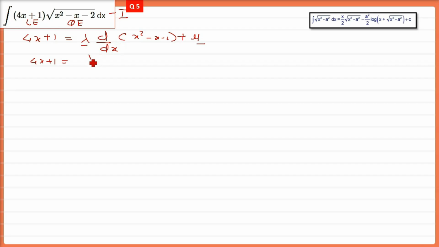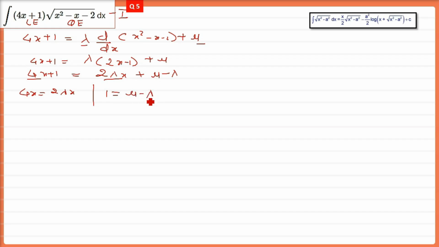Now let's do the differentiation. D by dx, or differentiation of x square minus x minus 2, is 2x minus 1. Now let's multiply this inside and try to equate the similar terms. That is, 4x plus 1 is equal to 2 lambda x plus mu minus lambda. So this 4x will be equal to 2 lambda x, and this mu minus lambda will be equal to 1. So here you get lambda equals 2 from the first equation after equating the similar terms. When lambda is equal to 2, mu is going to be equal to what? It will be 3.